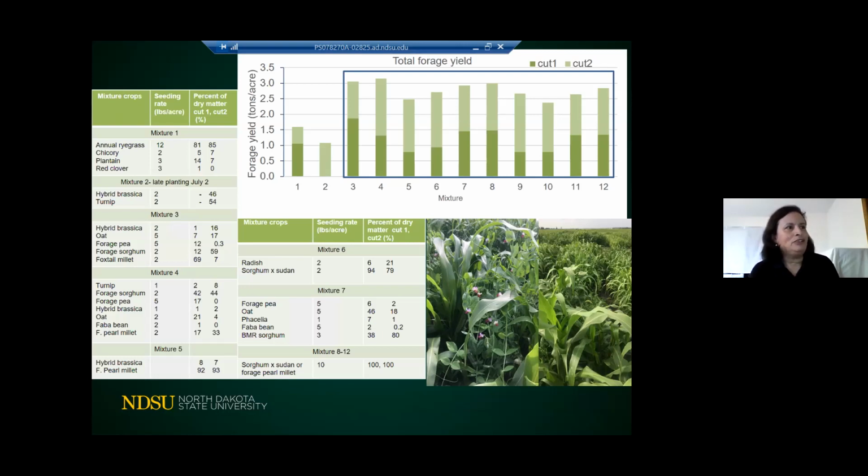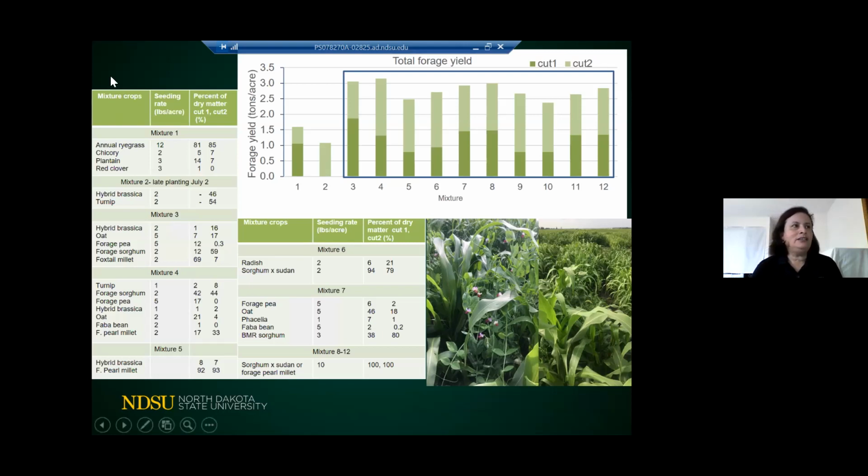Now mixture 2 was more of trying to see a fall seeded brassica mixture, so you have only 1 cut because it was planted in July, right? It was planted much later for production. But you can see that the production, just planted later, was over 1 ton per acre of these brassicas.